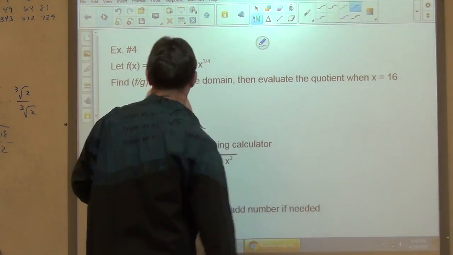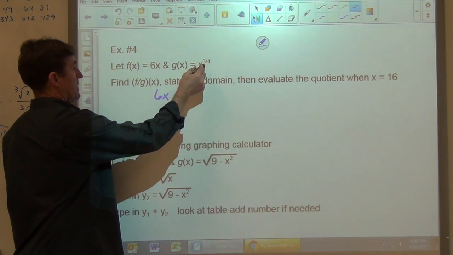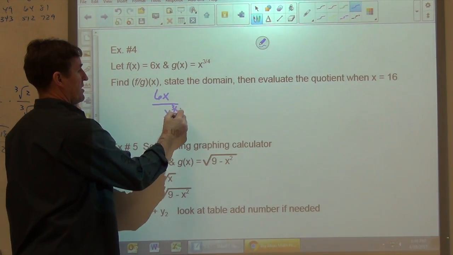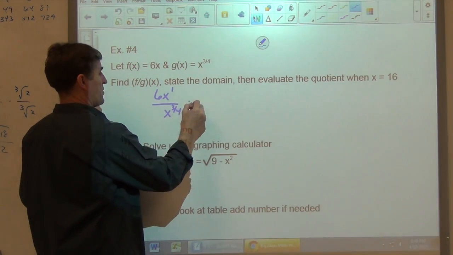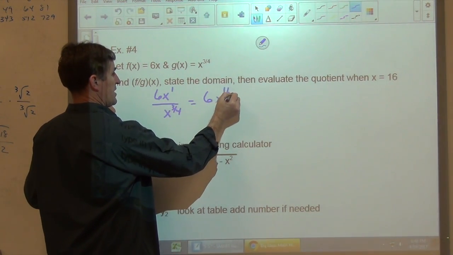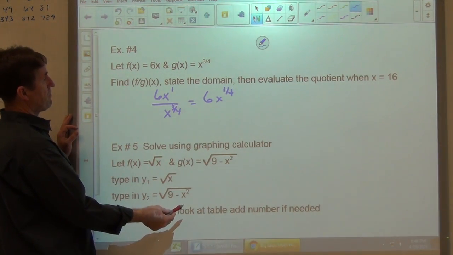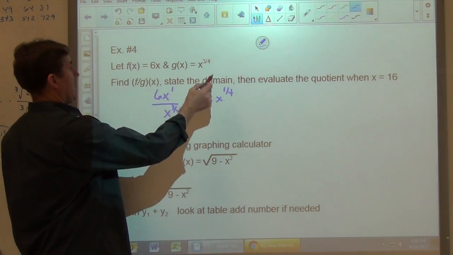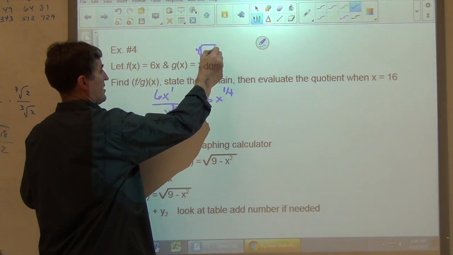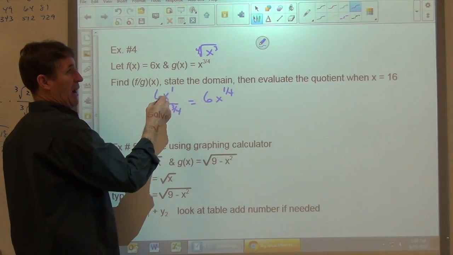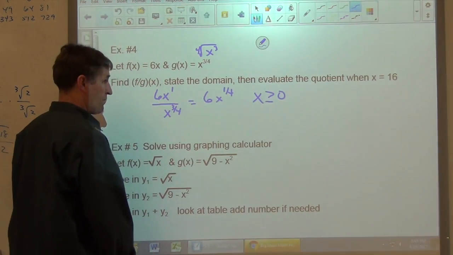Let's do a division one. So this says 6x divided by x to the 3/4. Remember, when you divide, you subtract the exponent. So this would be x to the first, so 1 minus 3/4 would be 6x to the 1/4. Our domain, again, if we look at this, this would be all real numbers. I can put anything in here, but remember, this is the 4th root of x to the 3rd. So again, we can only take even roots of positive numbers. So my domain would have to be x is greater than or equal to 0.